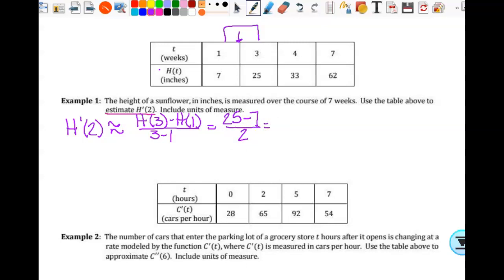So 25 minus 7 is 18. So I get 18 over 2, which is 9, and then we want to put units on it, right? The units of y, which were inches, over the units of x, which was weeks, inches per week. You can write out the words inches per week if you want to, but you can also just do that. We all good so far?